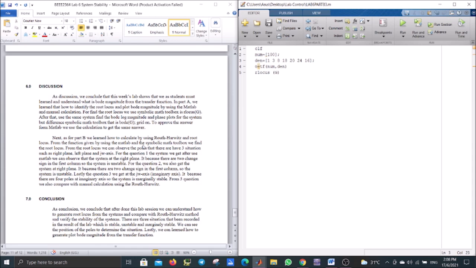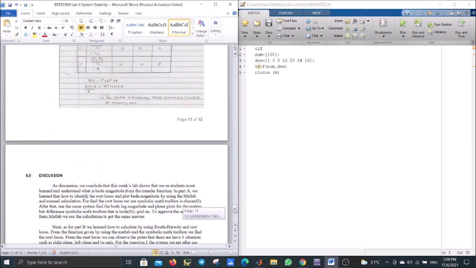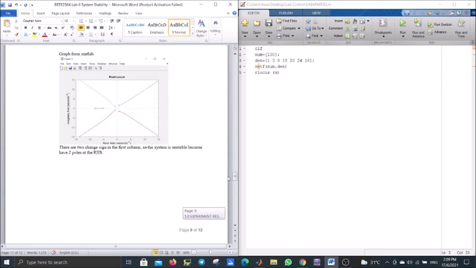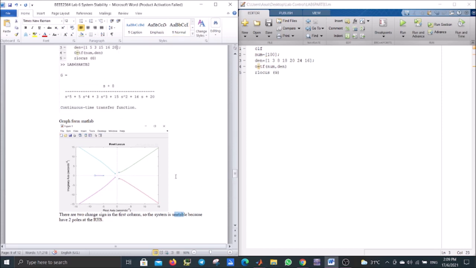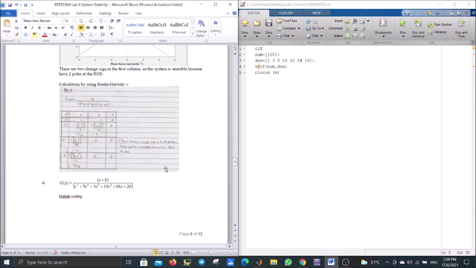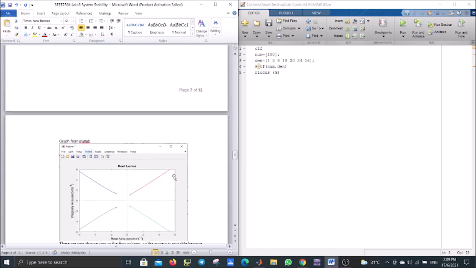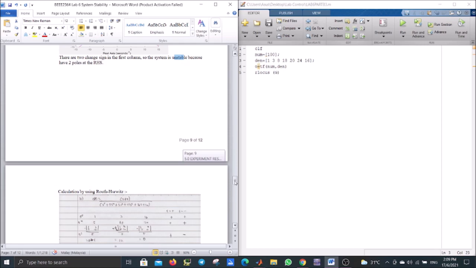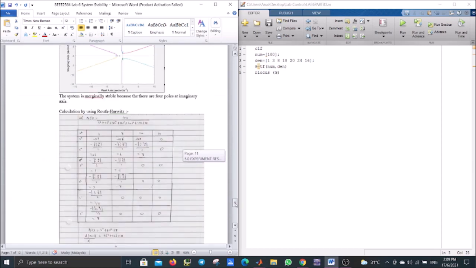From the root locus, we can observe the poles, and there are three situations that I have shown before. For part B, they are unstable. This is unstable, part B2, and for part B1 the system is unstable because there are two poles. Yeah, for part 1 also unstable. Only part 3 is stable because there are four poles on the imaginary axis.